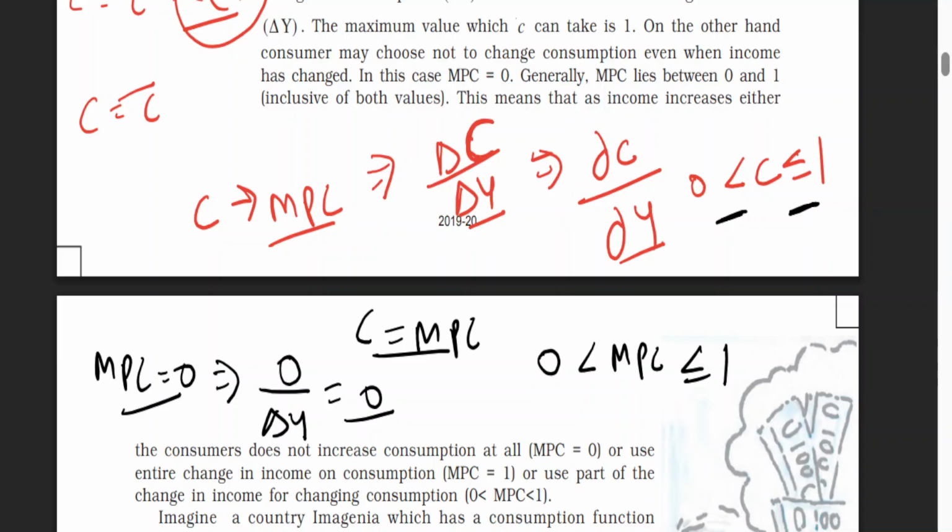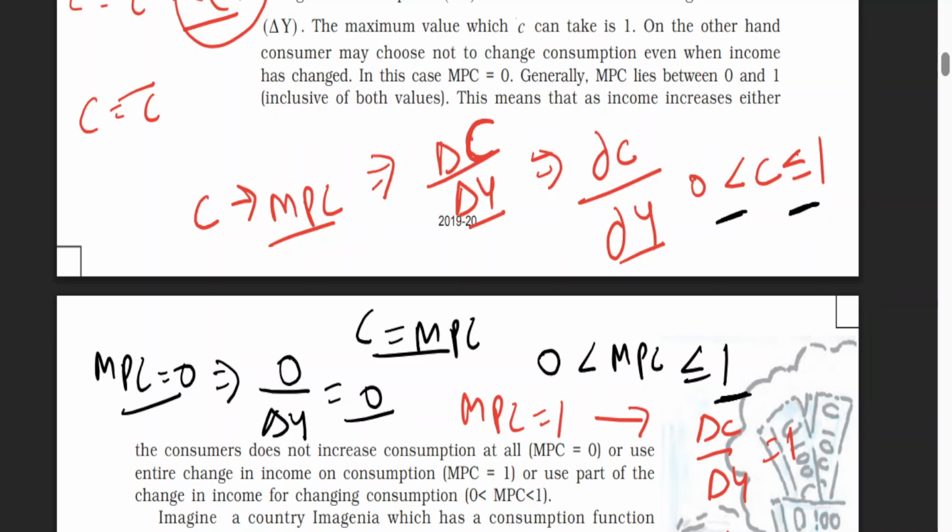So it will never happen that your income is changing but your consumption level is not changing. Why have I written it as one value? Because it may happen that your MPC value is equal to 1, and it will be a case where your change in consumption and change in income are equal.